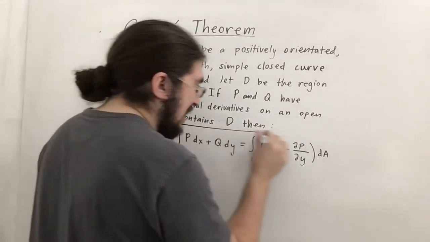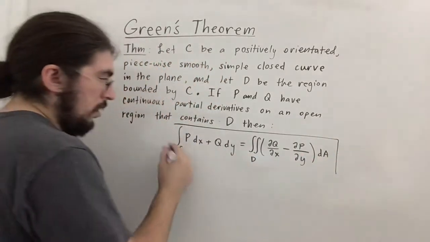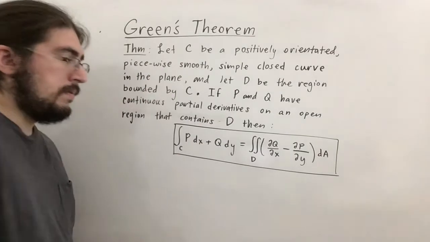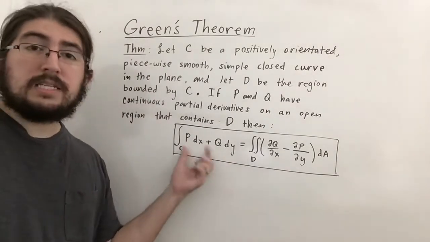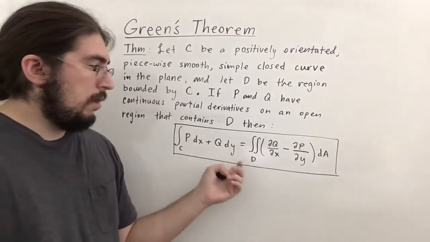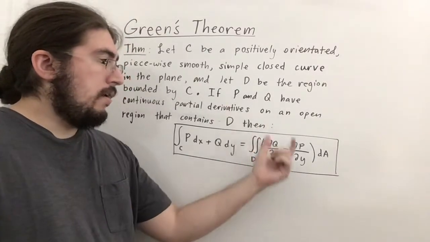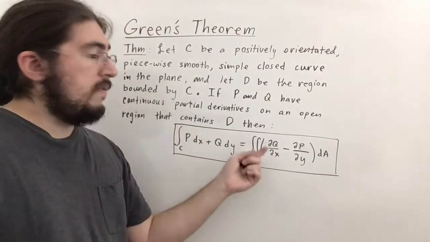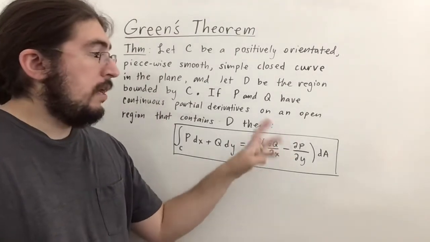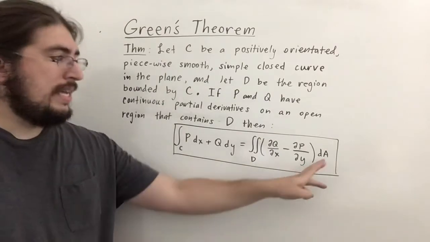And it says that the line integral along the curve C of P dx plus Q dy, we've seen this a lot before in previous videos, is equal to the double integral over the region D of this quantity, which is the partial derivative of Q with respect to x minus the partial derivative of P with respect to y, dA.